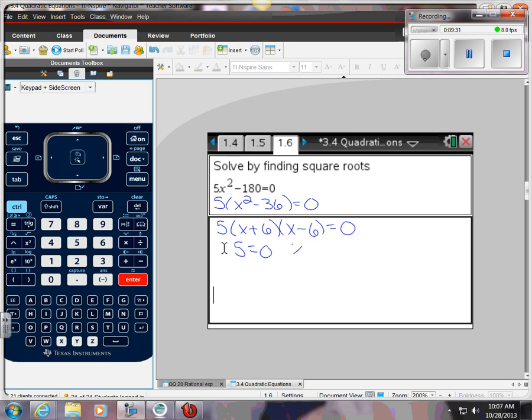So I'm taking each factor and setting it equal to 0. Now, can 5 ever equal 0? So that gets rejected. X plus 6, what do we get? Negative 6 and 6. So I get plus and minus 6, right? Negative 6, positive 6. How are we doing? We're not done. We're not taking naps. Are you ready?